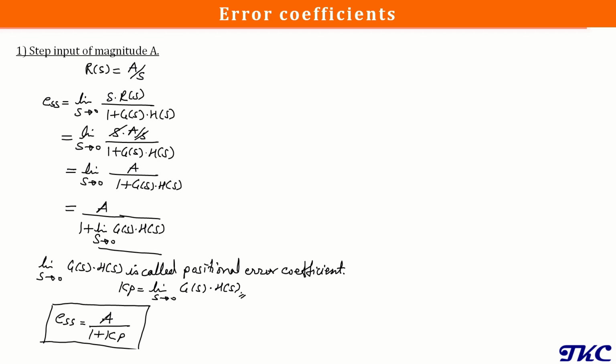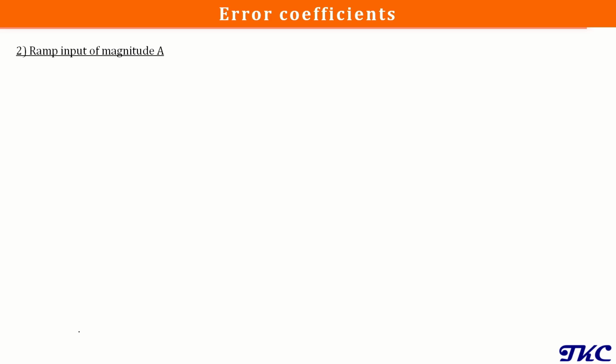So this is the steady state error value when we are applying a step input. Here we can see that this steady state error depends on the magnitude of the signal as well as the value of this positional error coefficient. So these are the two important things that will determine how much the steady state error is. Now let's determine it for the ramp input of magnitude A.